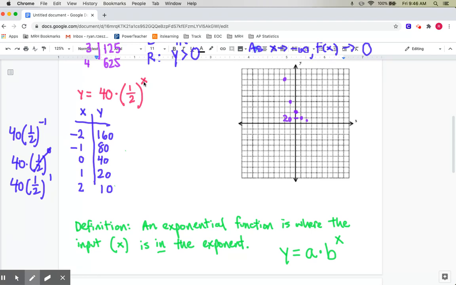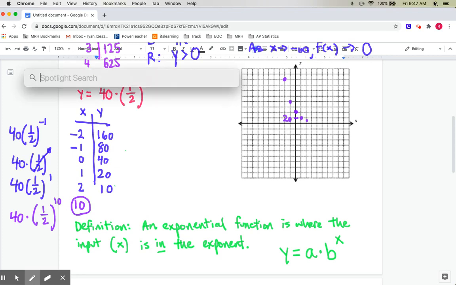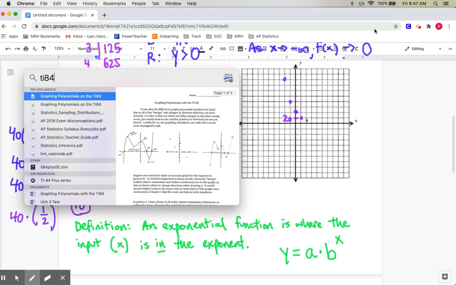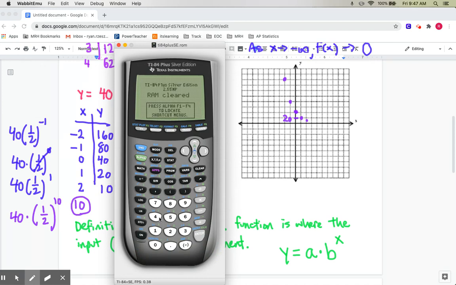And what I want to do again is think about what would happen if I plugged in a really big number that was off my picture. Let's say I plugged in, I won't even go that big, I'm just going to plug in a 10 for x, and see what happens. Well, I would do 40 times 1/2 to the 10th power. I don't know what that is, some gross decimal. Let me see what I would get. I would type in 40 times 1/2, which is 0.5, to the 10th power.